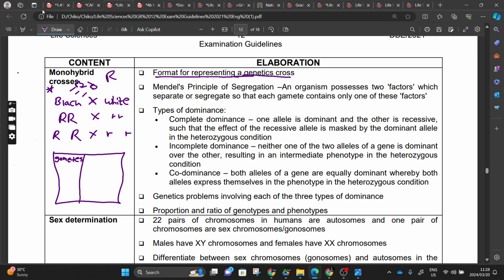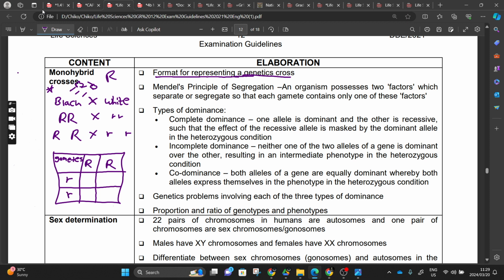and then gametophyte. Okay, it's fine. Then we write like this. And then mother and father, RR, we say capital letter R and capital letter R. And then mother this side, small letter r, small letter r.